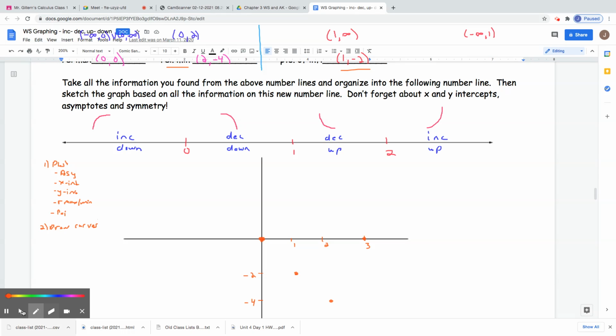All right, so anything less than 0 is increasing and concave down. So I have to draw something that's increasing and concave down. Well, I already know what it looks like. It looks like this. I'm just going to draw it and then put an arrow because it's going on forever, right? So if I look at this curve, it is increasing and concave down.